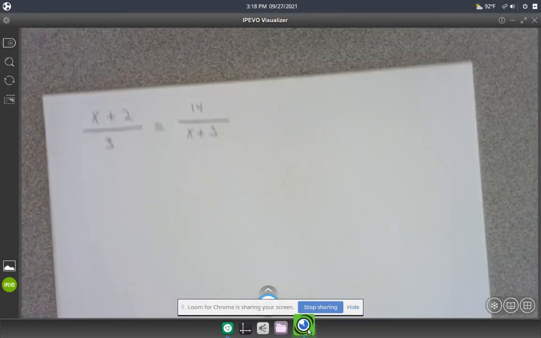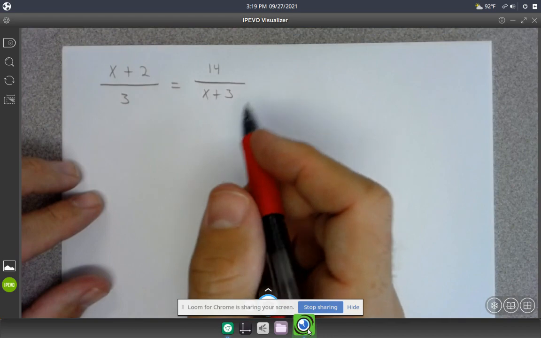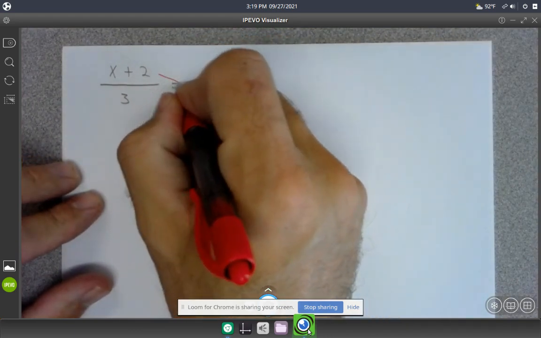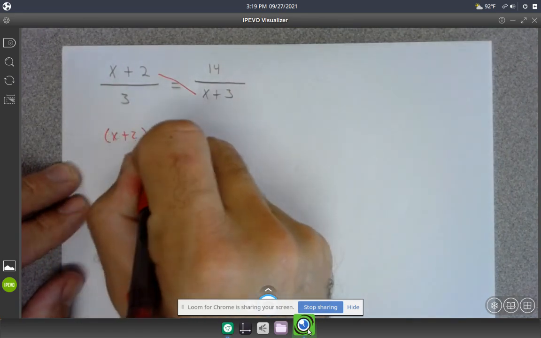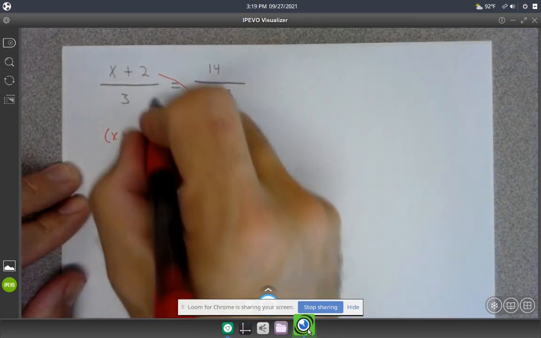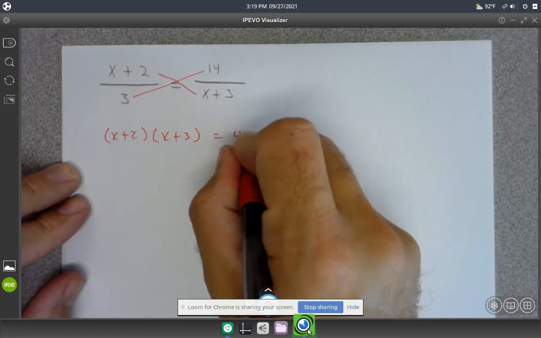All right. So this doesn't look like a quadratic equation at first, but as soon as we do the cross multiplication, we're going to get a quadratic. So to solve a fraction equal to a fraction, a proportion, that's what these are called, we'll cross multiply. So that's going to be x plus 2 multiplied by x plus 3. And that's equal to 3 multiplied by 14, which is 42.